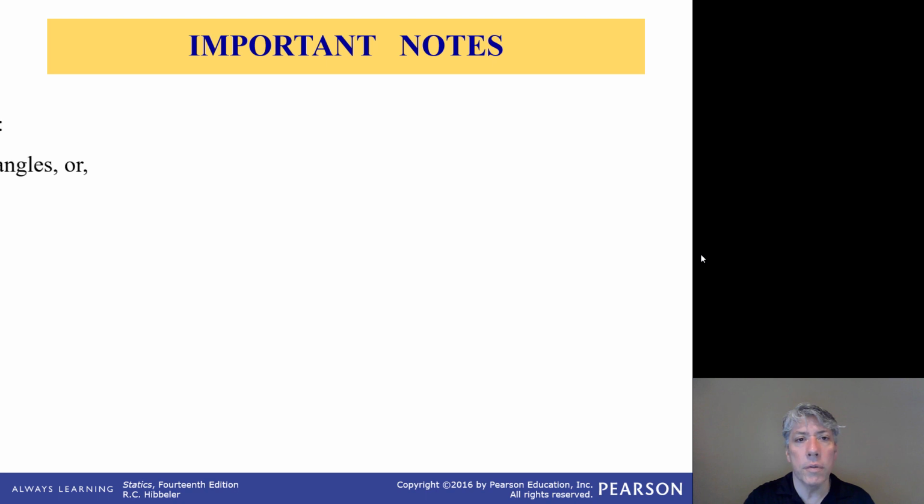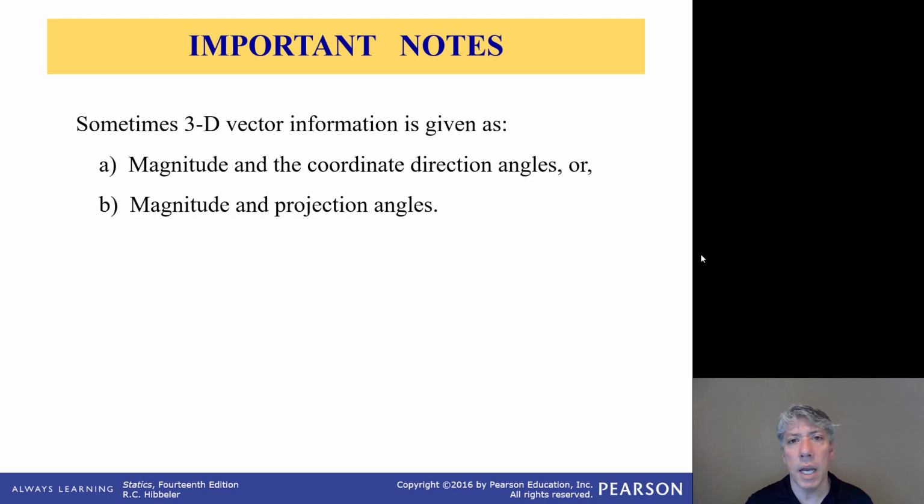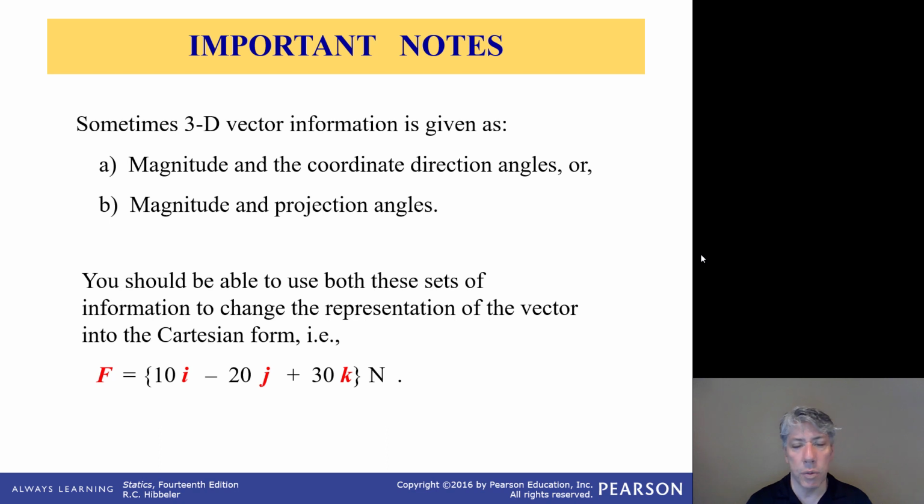Now, some important notes for you to consider is that sometimes 3D vectors are given as a length and the coordinate direction angles, in other words, alpha, beta, gamma, or magnitude and projection angles. And so you'll see examples where I use both of these forms, and you should understand how to work with them. You should be able to use both of these in order to change the representation of the vector into Cartesian form. Really, Cartesian form is the king. It's the thing that we really want for our vectors in order to work with them.